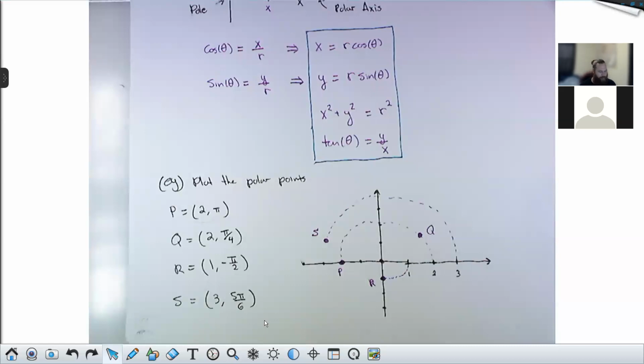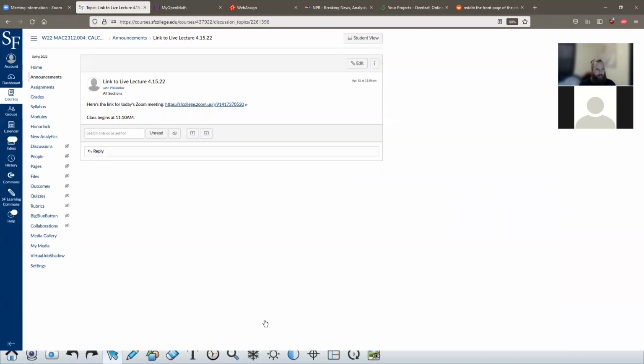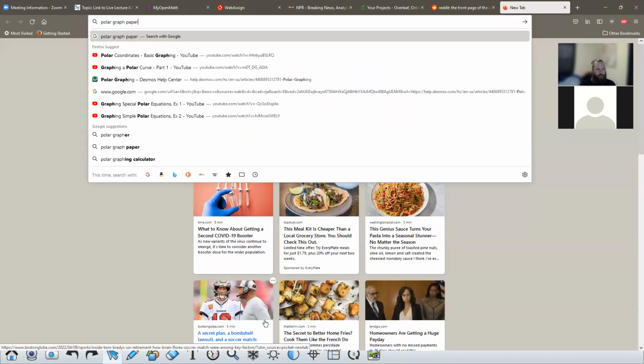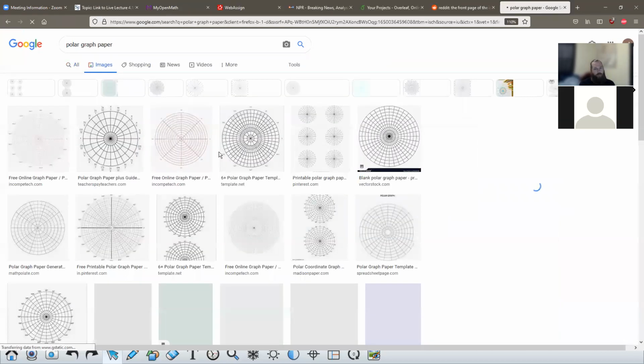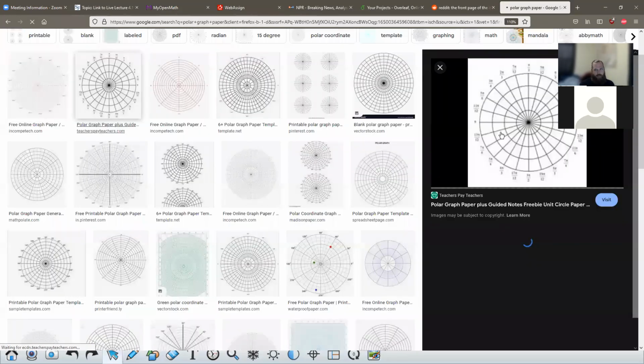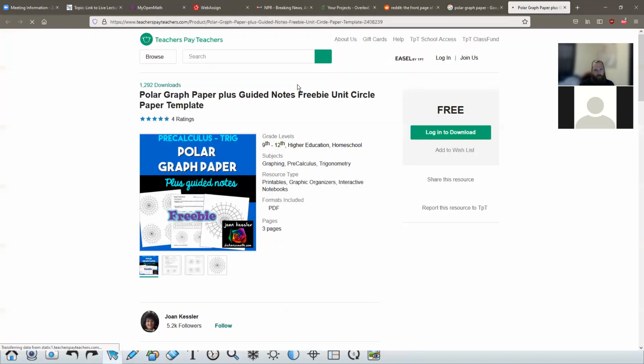There are, in fact, things like polar graph paper. All right, you see this? Where you've got all of your concentric circles and some of your angles labeled.